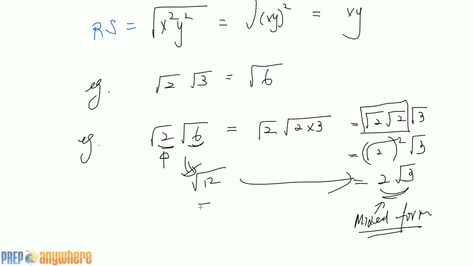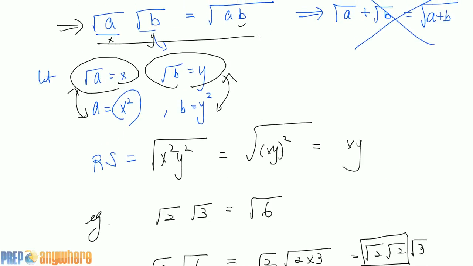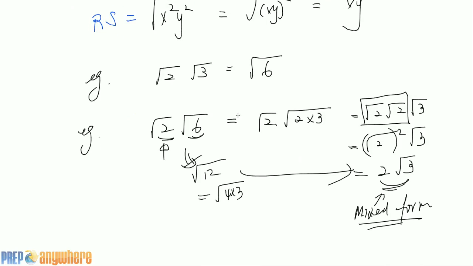How? Well, root 12 is 4 times 3, right? So I'm again using this second property, backwards though. Okay, root AB is root A root B. I can write that as root 4 times root 3. That's the same thing as 2 root 3. Make sense?